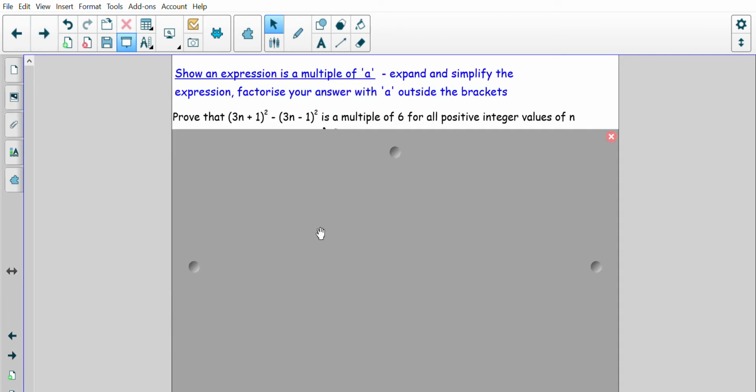Okay, now we're going to have a look at a proof where you're asked to prove or show that an expression is a multiple of a certain number. So with these proofs, we expand the brackets and then we try and refactorise the expression we've got so we have that number we want it to be a multiple of outside the brackets. Let's have a look at this example.